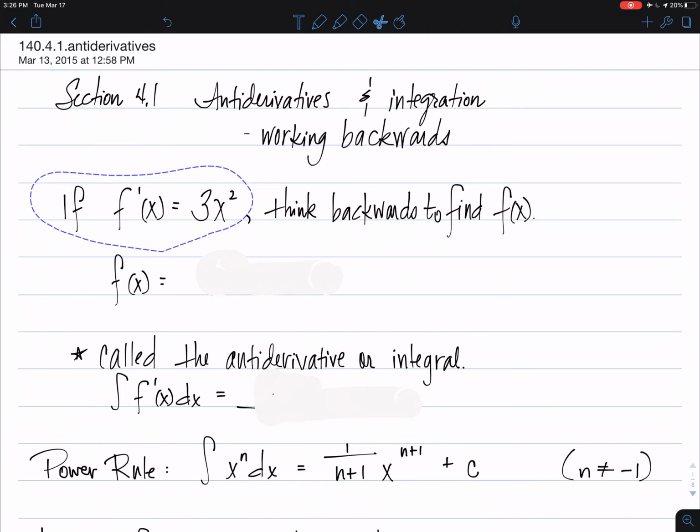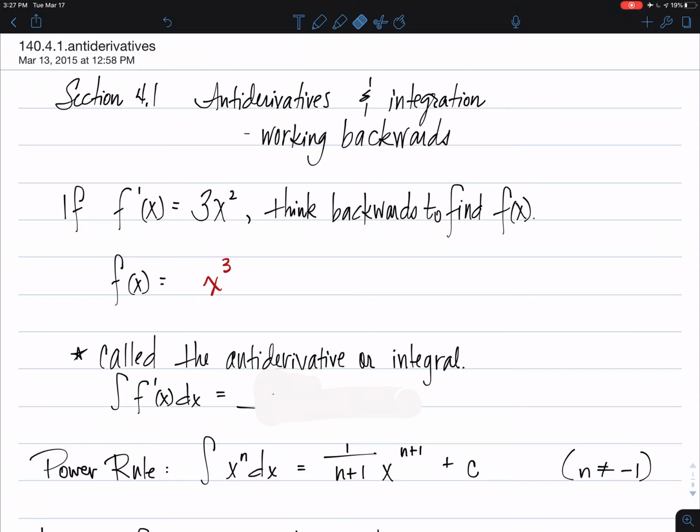Well, let's see. Your power goes down 1. So if I'm going backwards, my power needs to go up 1. And that power goes out to the front. Oh, so how do I deal with that? So if you're thinking, well, you know that you're going to have an x cubed as your original.